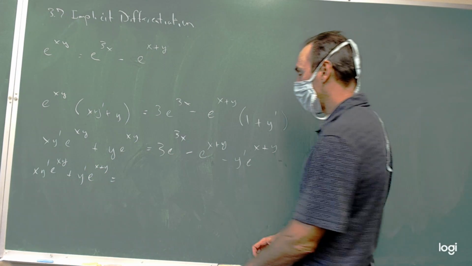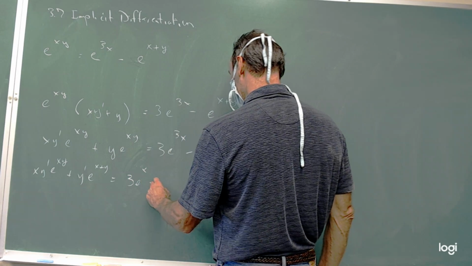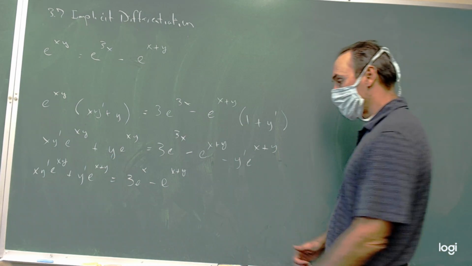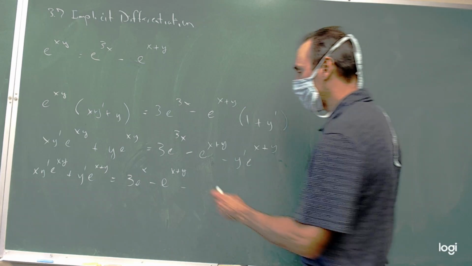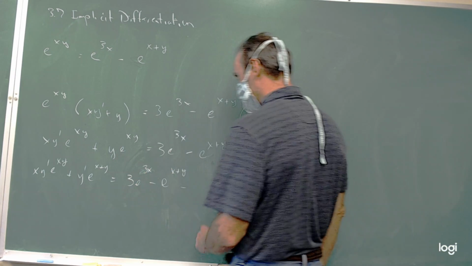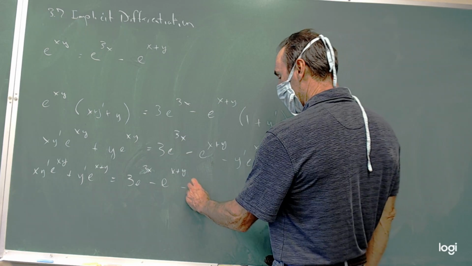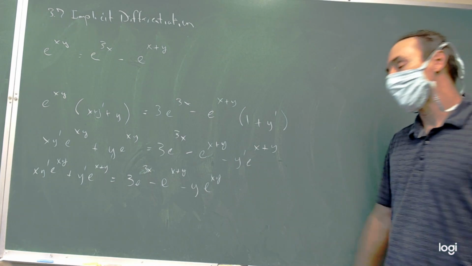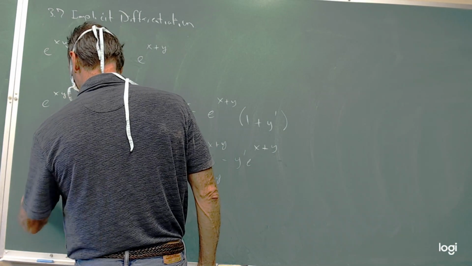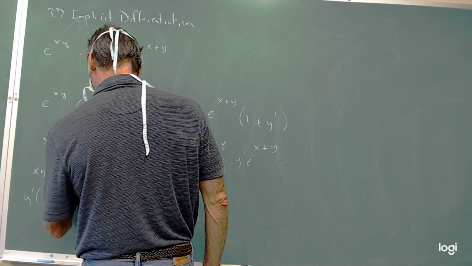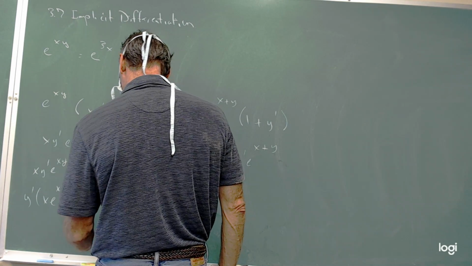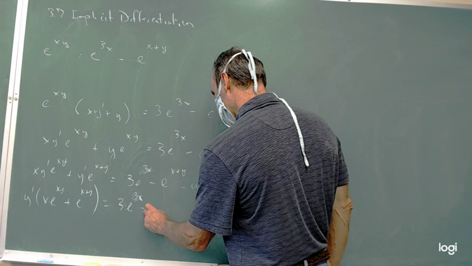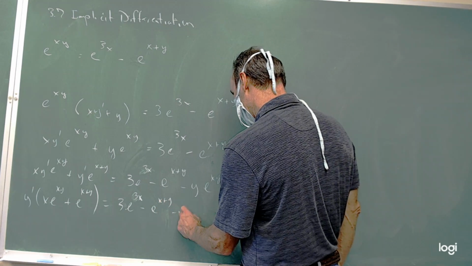On the right side, we still have this 3e to the 3x, the minus e to the x plus y, and we're going to move that y e to the xy over, minus y e to the xy. Does that look okay? And finally, now we factor out the y prime, leaving this x e to the xy plus e to the x plus y. Still have the 3e to the 3x, I keep trying to make that 3x into an x, but it's not, and then minus y e to the xy.